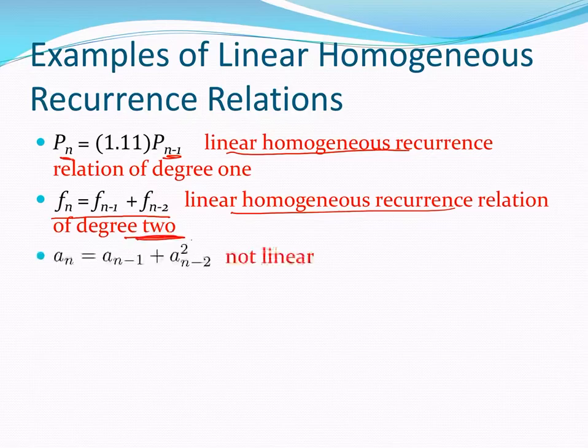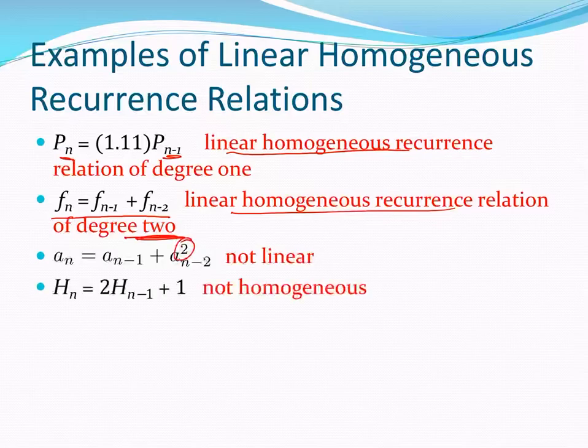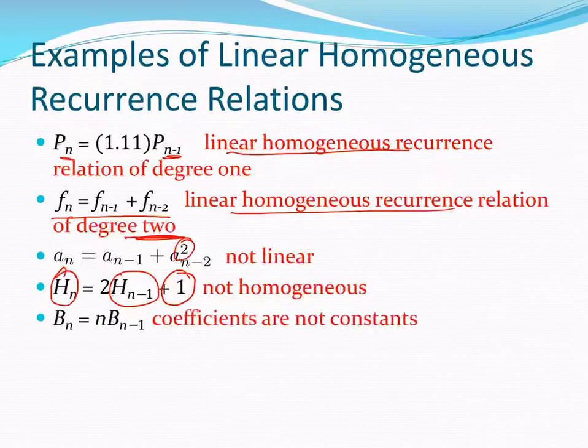This recurrence relation is not linear because of this squared term in the a sub n minus 2. This one's not homogeneous because we have a term that is not related to a prior term in the sequence. And here we have a recurrence relation with a non-constant coefficient. So we will not address these types in our section.